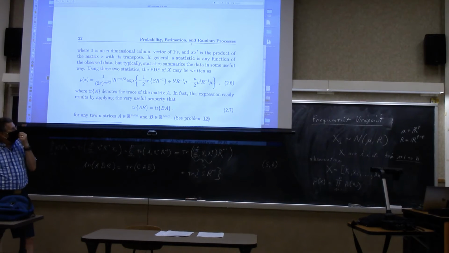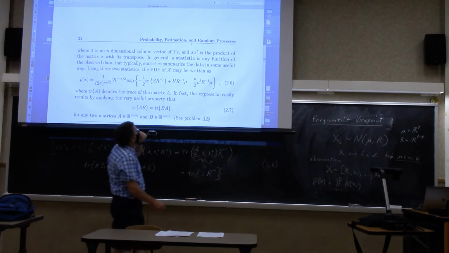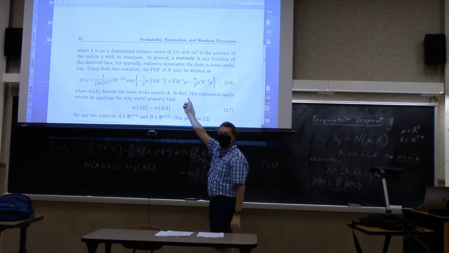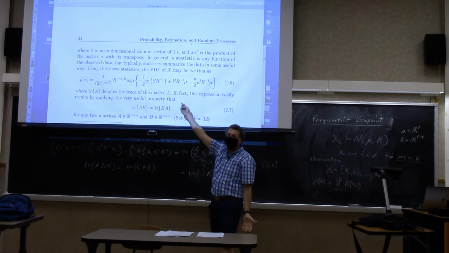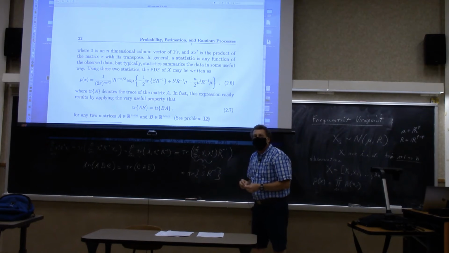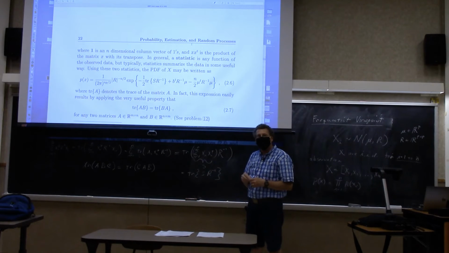So you should verify it, and then what you can do is, okay, this expression here is useful because it's a compact expression for the multivariate Gaussian distribution when you have IID observations, okay? Any questions about that? Was that clear?